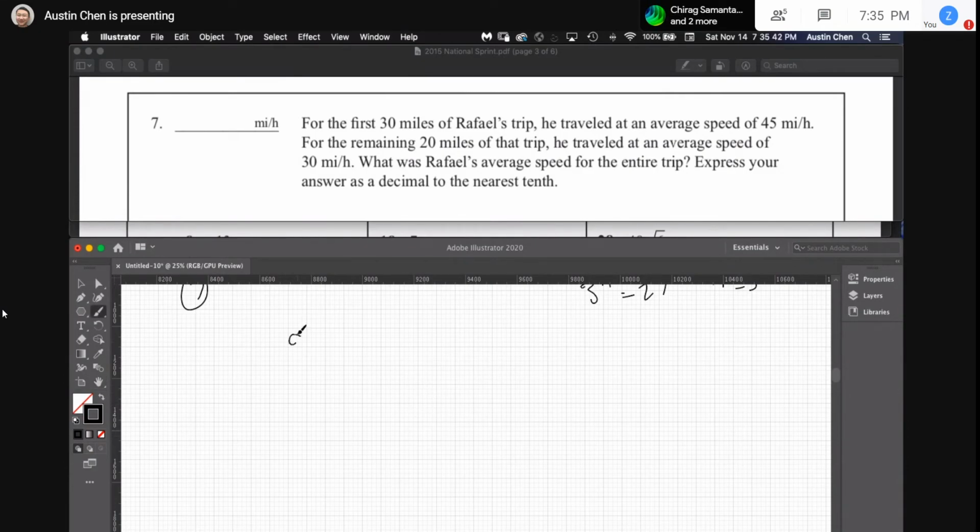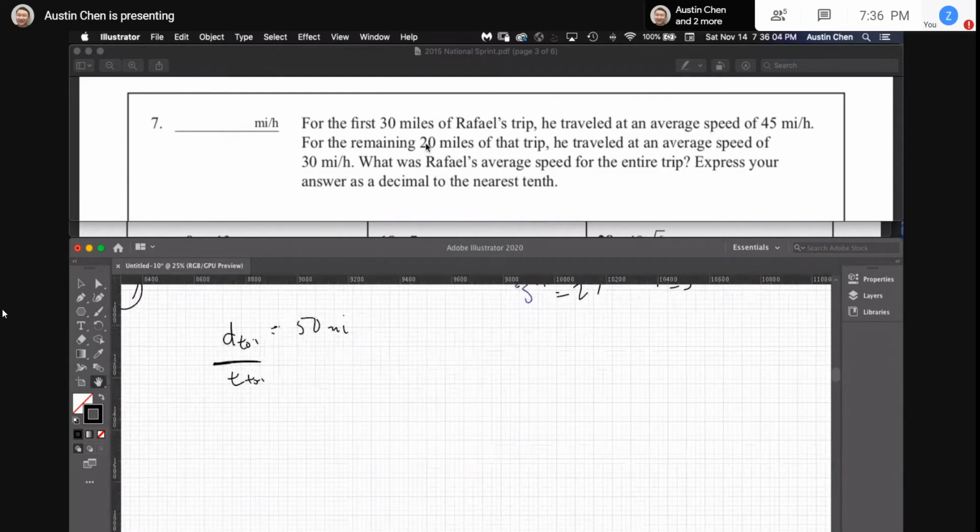Okay, so we know the total distance is what? 30 miles plus 20 miles, right? So our total distance is 50 miles. So then if we get the total time, our average speed is just going to be the total distance over the total time, right? So we just need to figure out what the total time is.